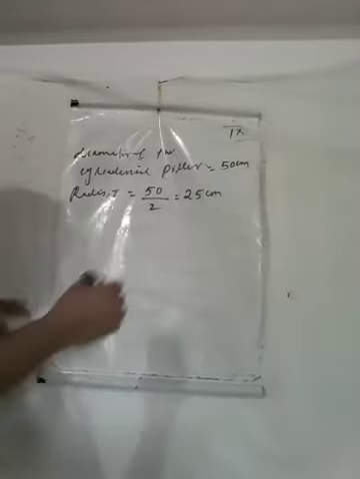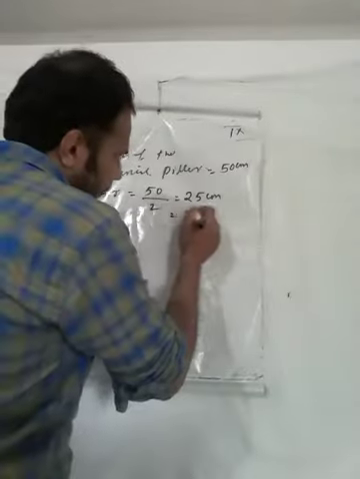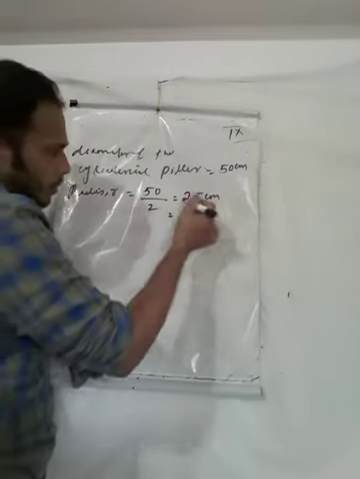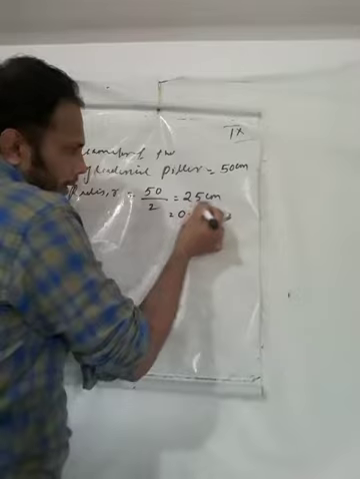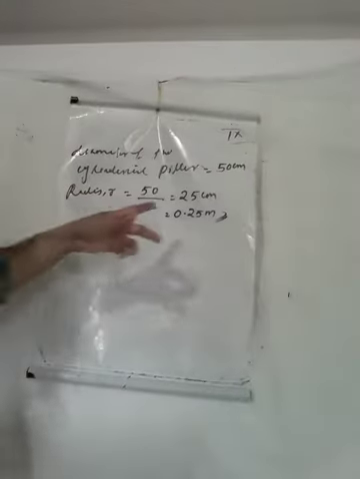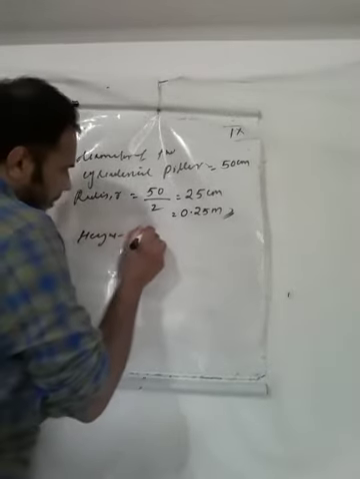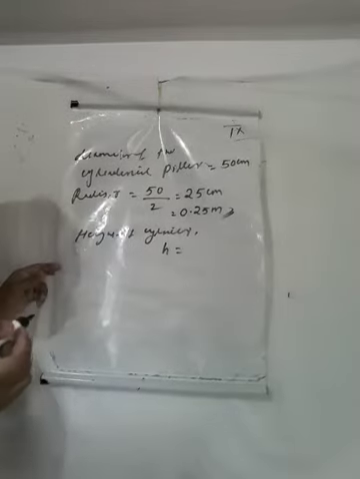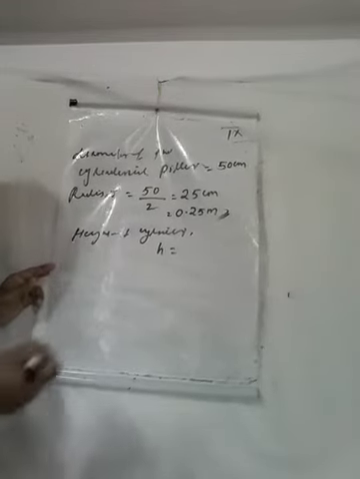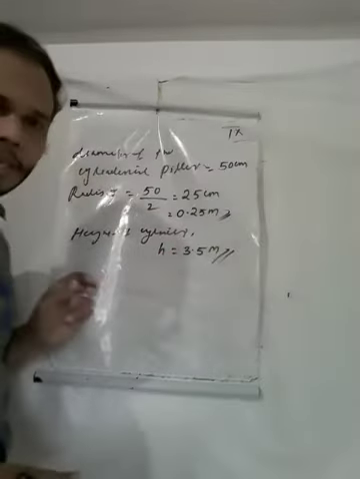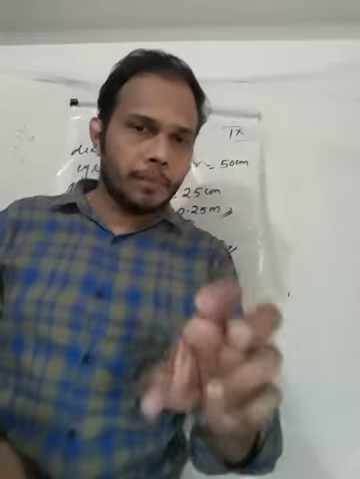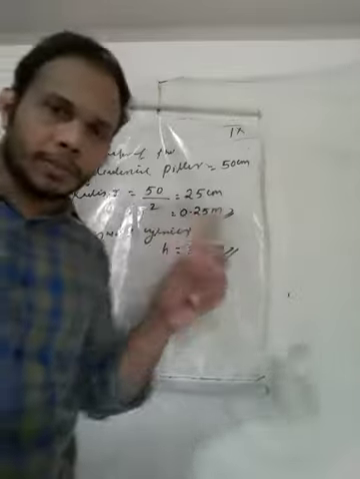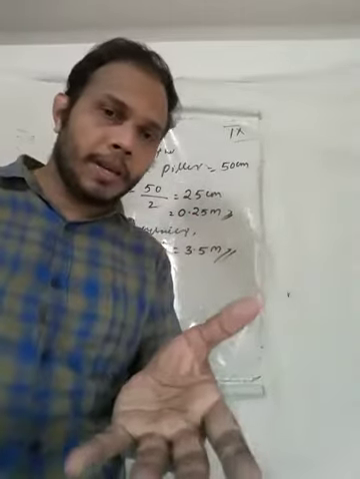So how can we convert this into meter? We have already discussed this in previous problems. So 25 by 100, so 0.25 meter. Divide by 100, count the two zeros and put the point from right to left. Now the height of the cylinder h is equal to how much? Height is already given here, so the height of the cylinder equals 3.5 meter. Now we converted the centimeter unit into meter, and the height is already in meter. Now we can apply this directly in the formula.